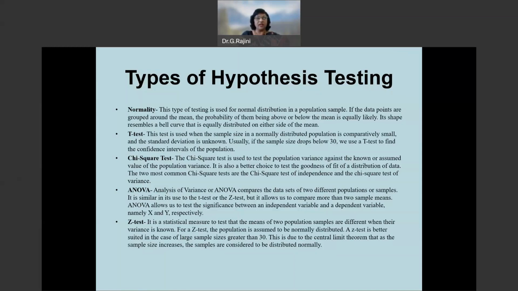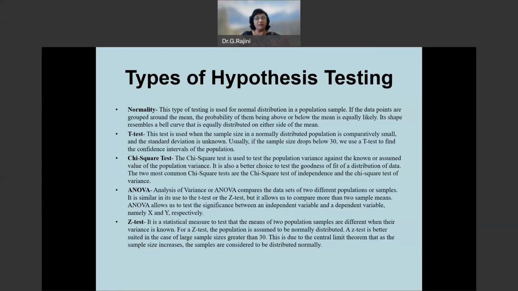Then comes the chi-square test. This test is used to test the population variance against known or assumed values of the population variance. It's also a good choice to test the goodness of fit of a distribution of data. The two most common chi-square tests are the chi-square test of independence and the chi-square test of variance.